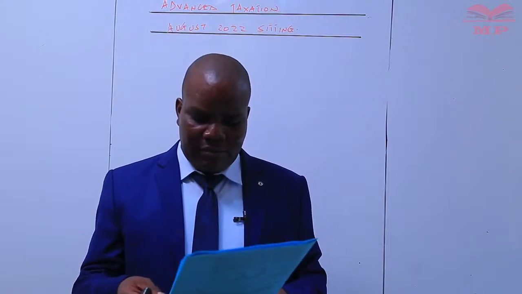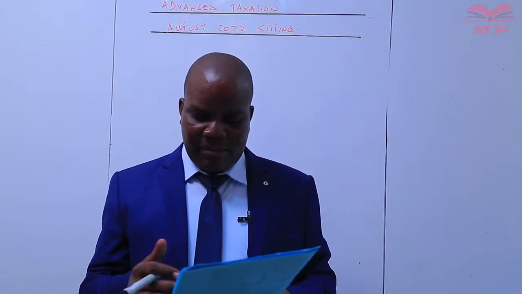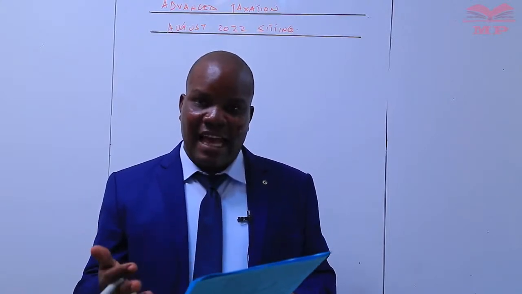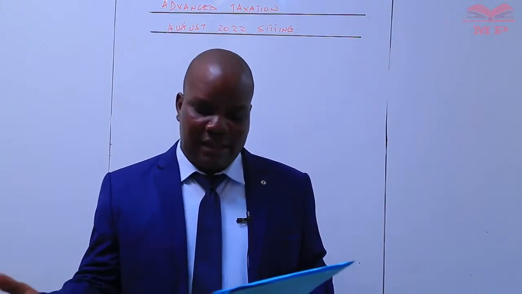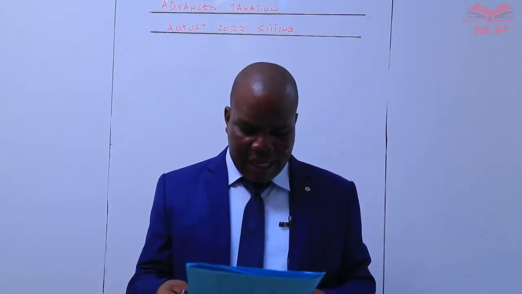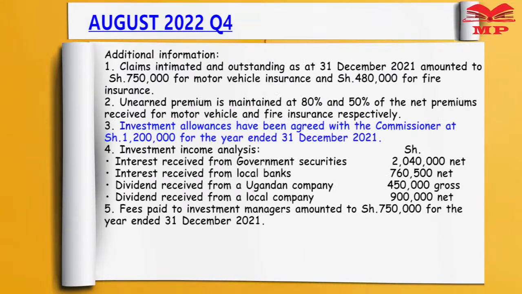So what we shall do is simple. Determine the net premiums received, then deduct the unearned premium so that we only tax that which has been earned. 3. Investment allowances have been agreed with the Commissioner at 1.2 million shillings for the year ended 31st December 2021.